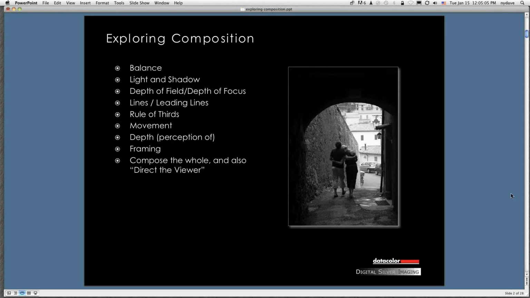And the rule of thirds can really serve you well in putting your compositions together. The use of movement can be very important. The perception of depth in an image.